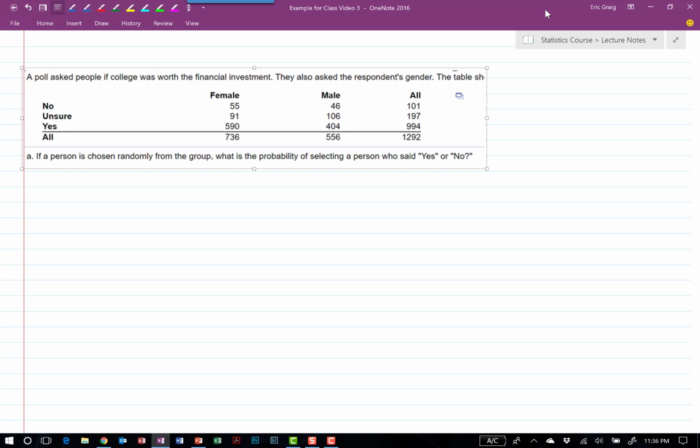OR probabilities are simply figured out by adding up the two probabilities that make up the OR probability and subtracting from that sum any intersections between the two probabilities. In this case, however, there are no intersections, right? Because you are either no or yes. There's no instance here where someone is both yes and no at the same time. That doesn't even make any sense.